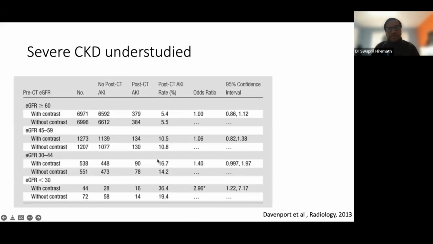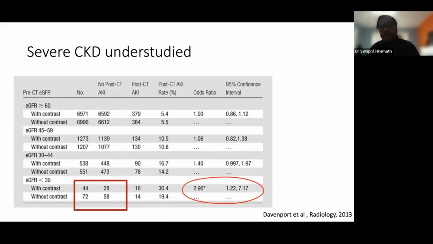Now, this is, for example, one study from Andrew Davenport in radiology, and many of these studies have very, very few patients who had a GFR of less than 30. Most of these patients have a GFR of more than 30. If you look at the number of patients who had a GFR of less than 30, there is truly a signal, right? So there is almost a 3-fold increase in the risk of getting AKI in those who had stage 4 or 5 chronic kidney disease.